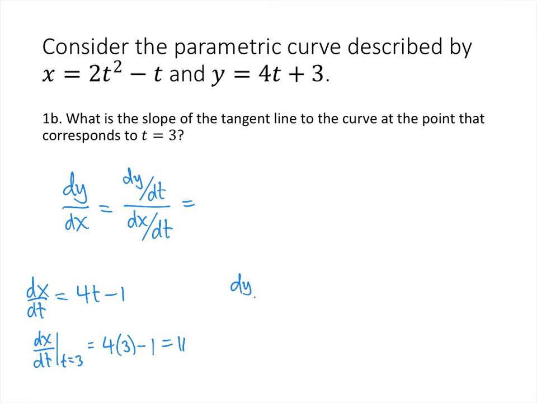We're going to do the same thing for the y equation. Find the formula for the derivative of the y equation, which is just 4. This is just sort of a technicality, but when we plug 3 into that, we again just get 4. And so the slope that we're looking for is 4 over 11: the y derivative divided by the x derivative.